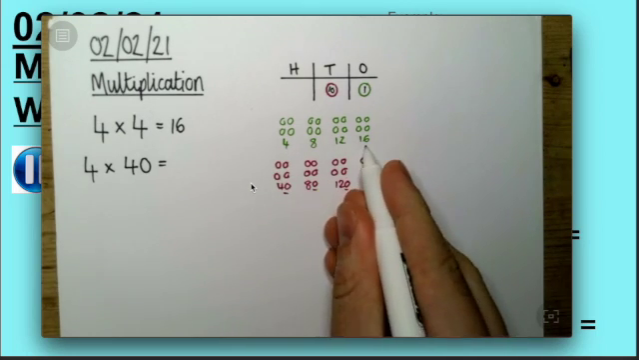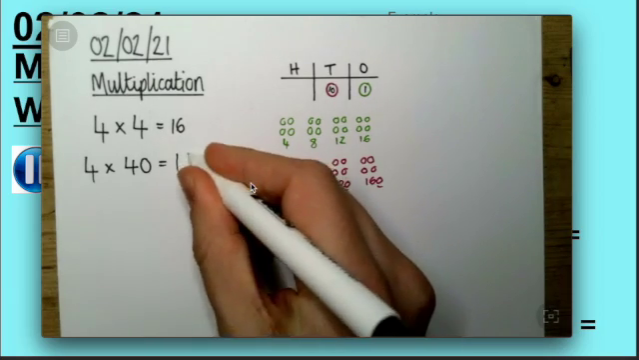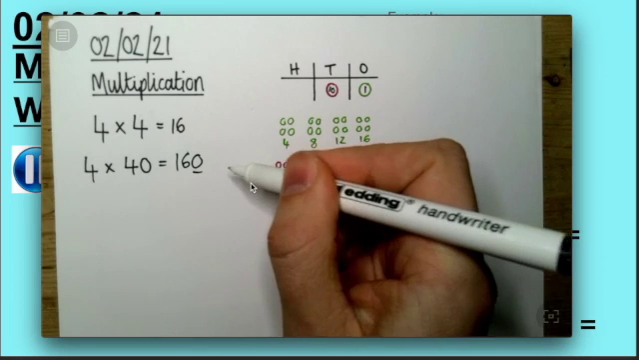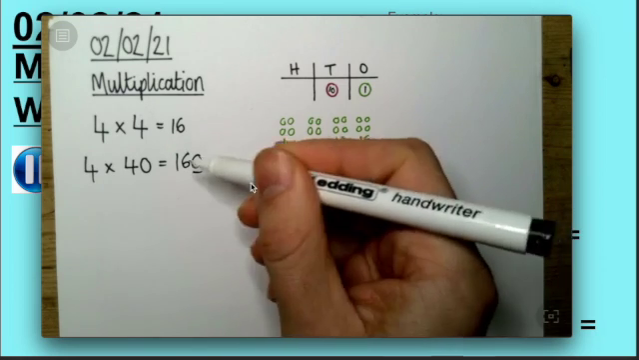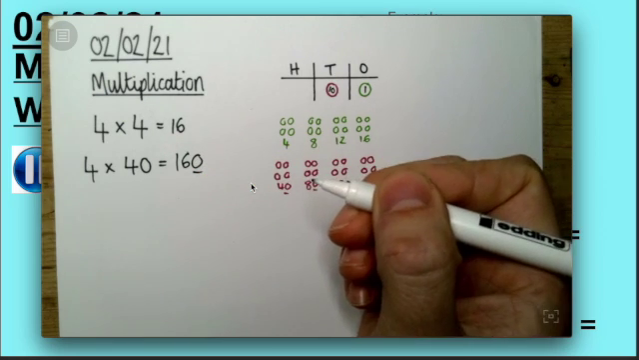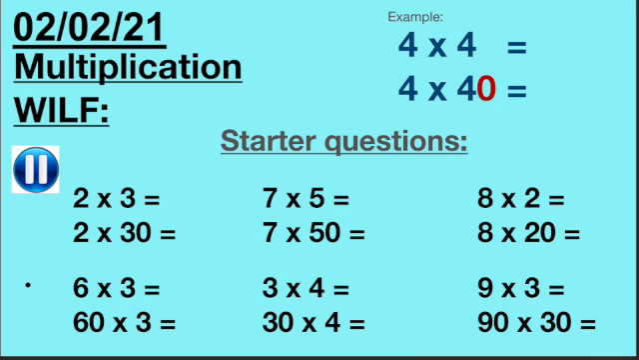I've got 16 ones here, which is just 16. 16 tens really is 160. The only difference is that my numbers have moved on another placeholder. We're not really just adding a 0, but it looks like it, doesn't it? So knowing that, have a go at those questions. Pause now and give them a go.